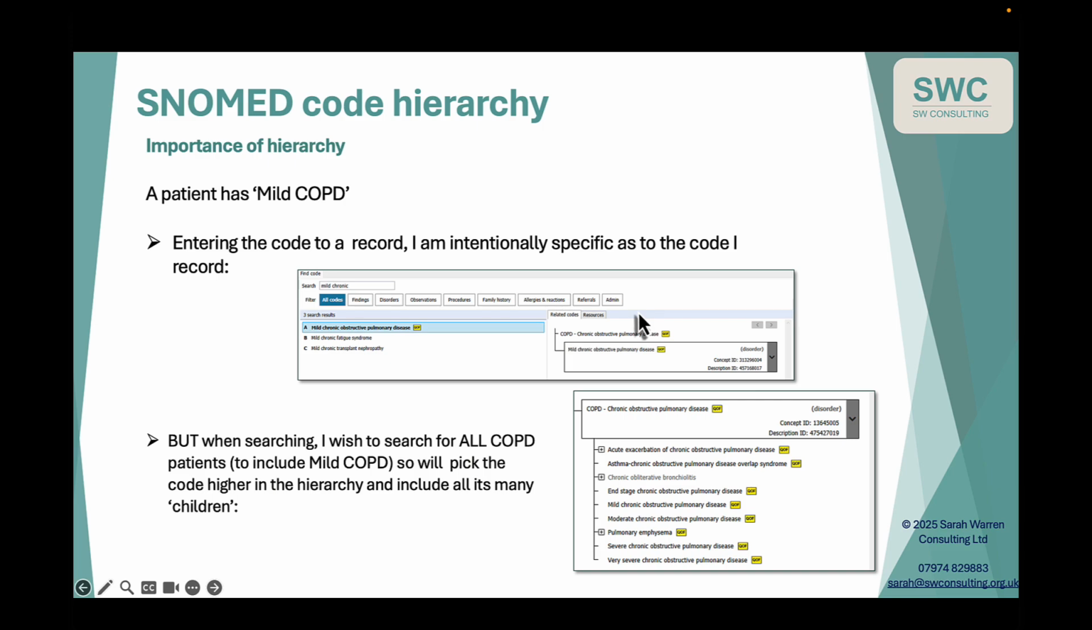So looking at the importance of that hierarchy, a patient with mild COPD, if I enter that code into the record, I want to be intentionally specific because this patient has mild COPD, and that's correct. But when I'm searching, I want to pick up everybody with any COPD. So I will pick a code higher in the hierarchy, and look at including all of the children. However, you can't always include all of the children.